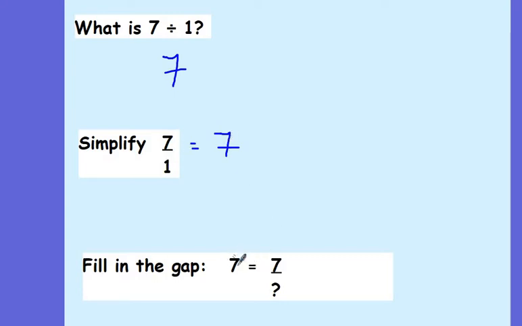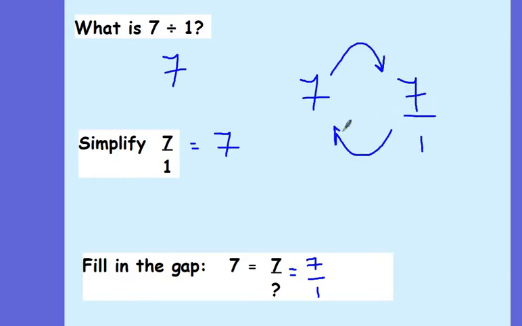So fill in the gap. 7 is 7 over what, Angel? Exactly, it's just 7 over 1. We can write those interchangeably. We can write 7 as 7 over 1. They both mean exactly the same thing.